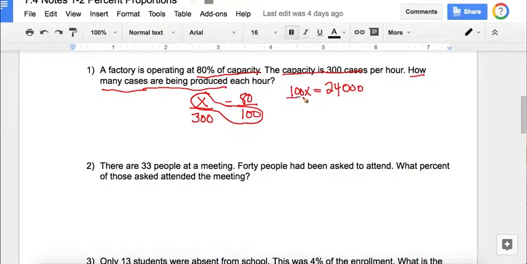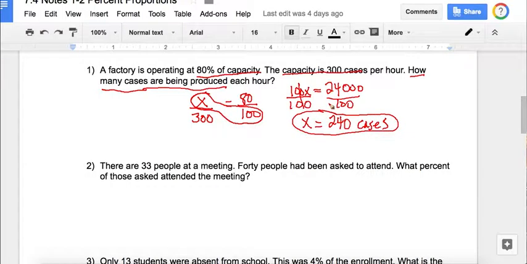So now I'm going to divide both sides by 100. 100 divided by 100 is a 1 in disguise. So the answer is 240 cases. And then go ahead and circle your final answer. And let's see if that makes sense. 240 cases are being produced each hour, and the capacity is 300 cases. So do you think that's maybe about 80%? Yeah, that seems reasonable, because 240 isn't that far away from 300, and 80% isn't that far away from 100%.